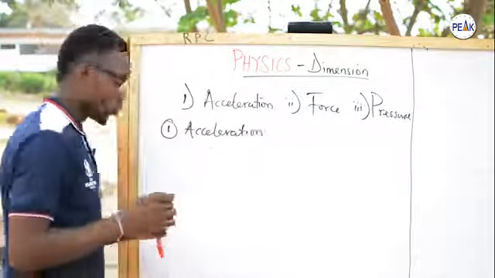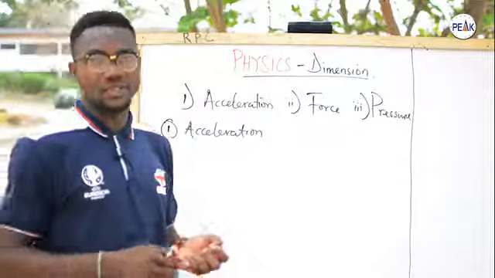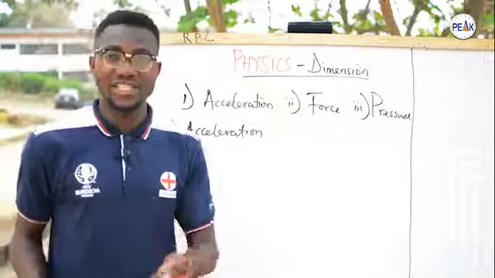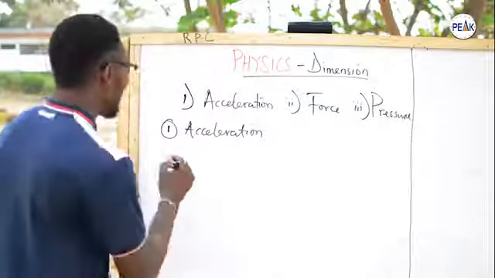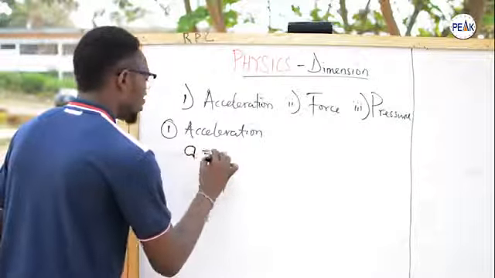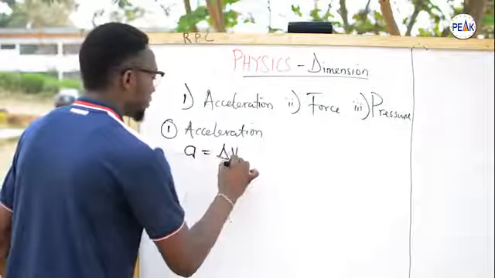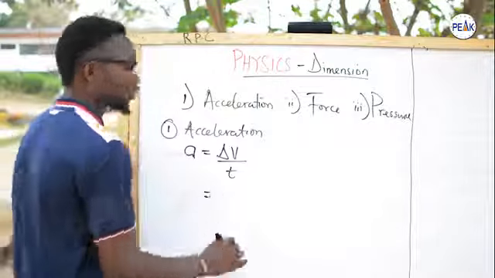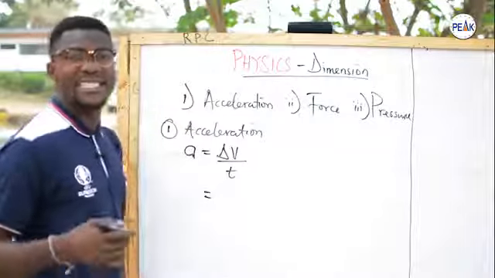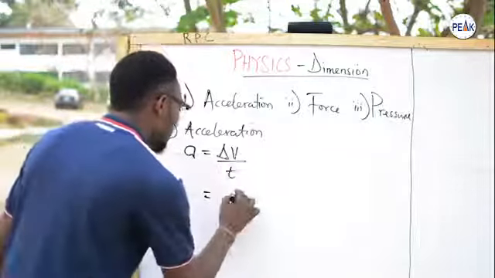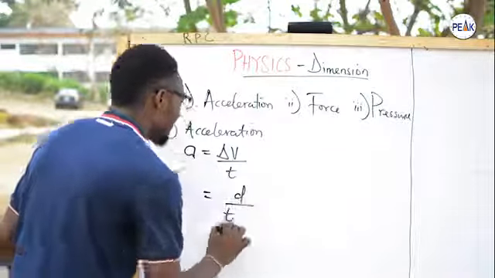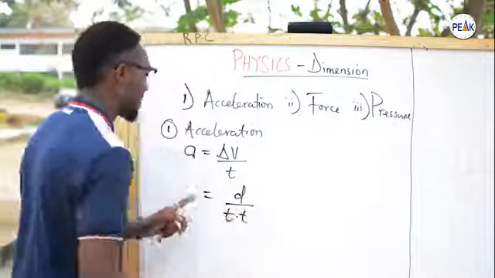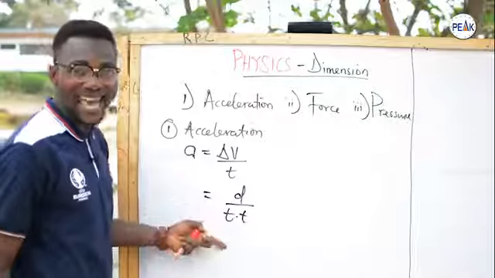So for the first one, acceleration, you need to know the formula of acceleration to effectively solve it. What is acceleration? Acceleration is simply the change in velocity per unit time. So I have my acceleration equal to change in velocity over time. Of course you also know that velocity is displacement over time. And we already have a time here initially, so that simply means my acceleration is displacement over time squared.